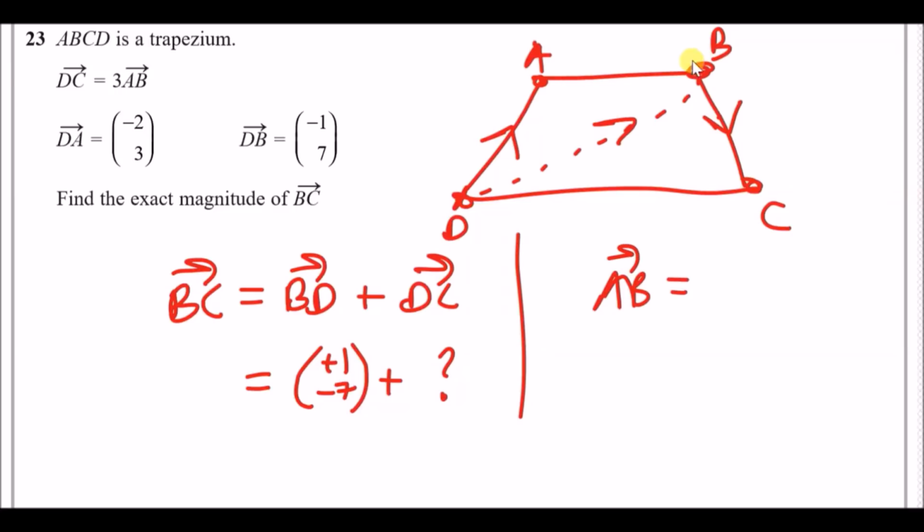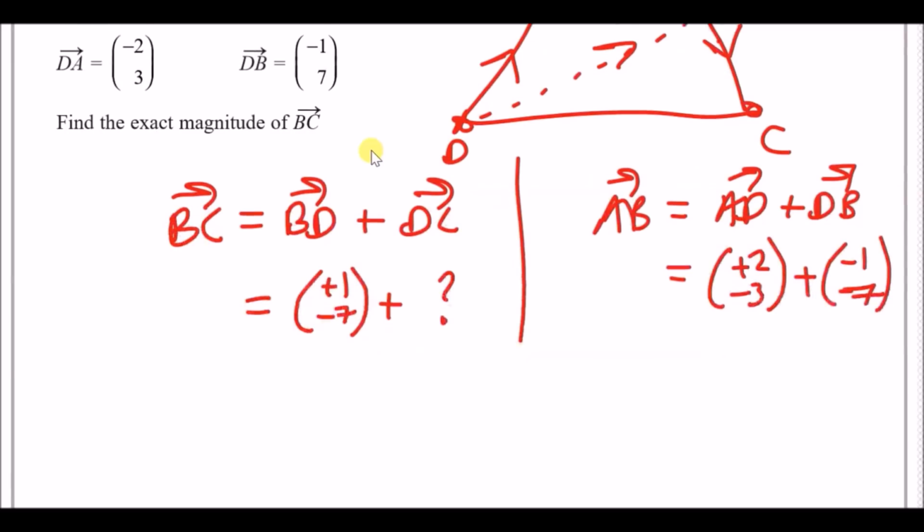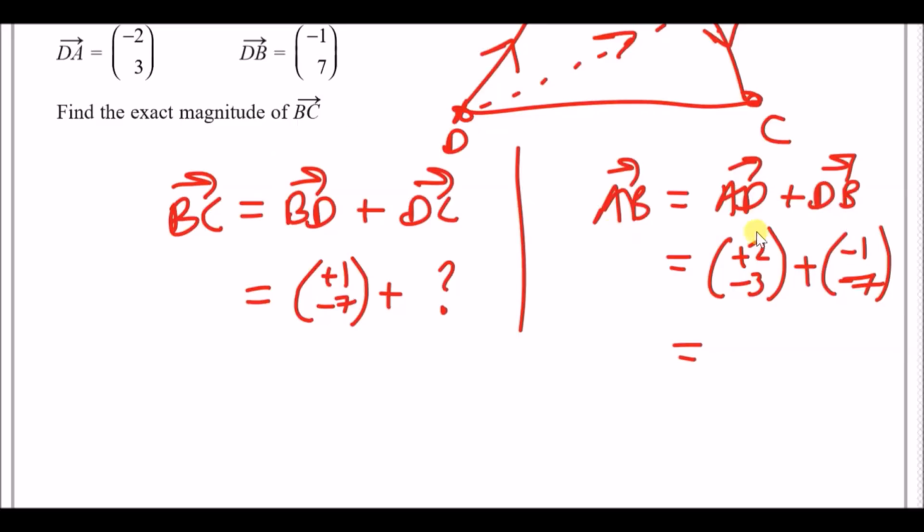To go from A to B, we can go from A to D and then D to B. So this would be traveling from A to D plus D to B. And we can do this quite straightforwardly. A to D is the reverse of D to A. So it would be, instead of minus 2, positive 2 and negative 3 plus, and D to B is minus 1 and 7. And then simplifying that, when you come to vectors, you just add across. So 2 plus minus 1 will become 1. Minus 3 plus 7 is 4. So we found A to B.